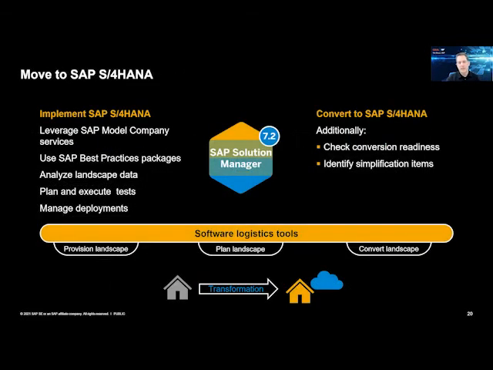So here, when we move to SAP S/4HANA, when implementing, it's about using best practice content, analyzing landscape data, executing tests, and managing deployments. And in conversion, in addition, you need to check the readiness and identify and work on the simplification items. And here we work hand in hand with the software logistics tools to provision the landscape, to plan the landscape, and to convert the landscape.